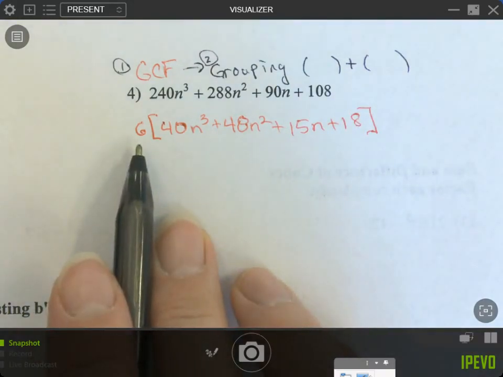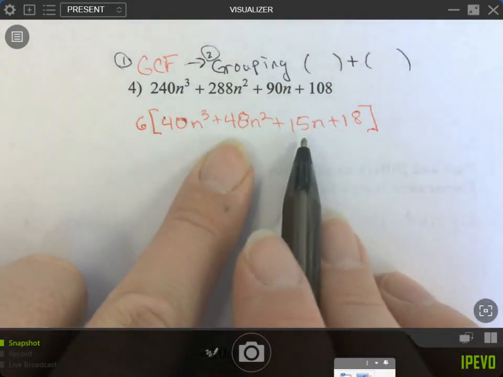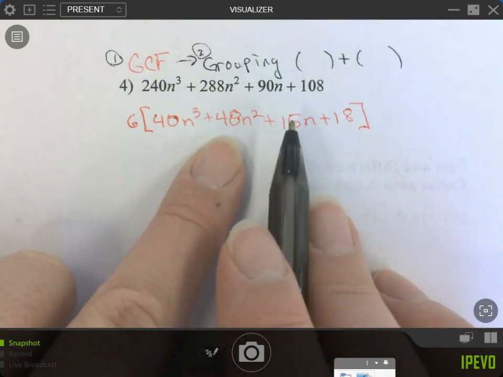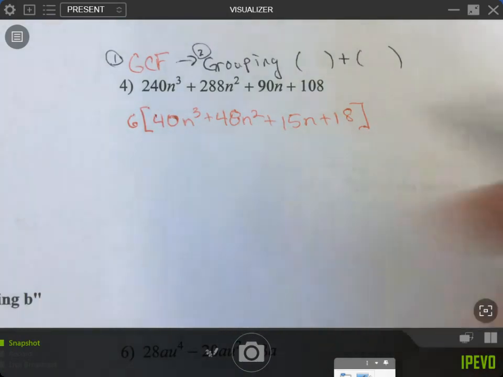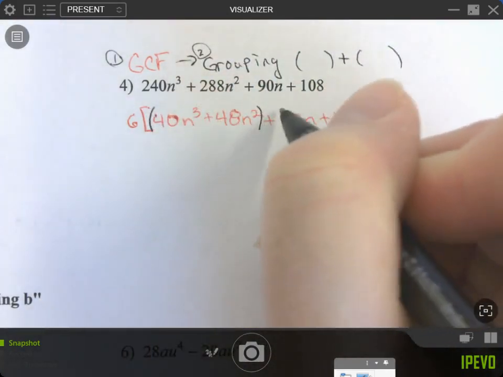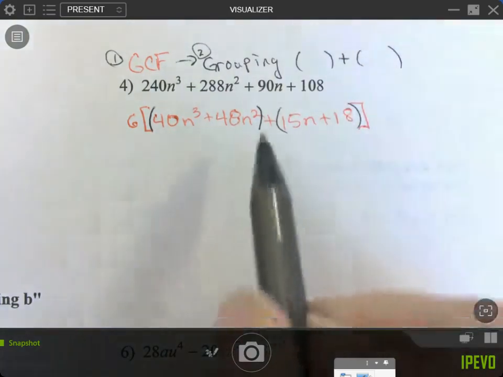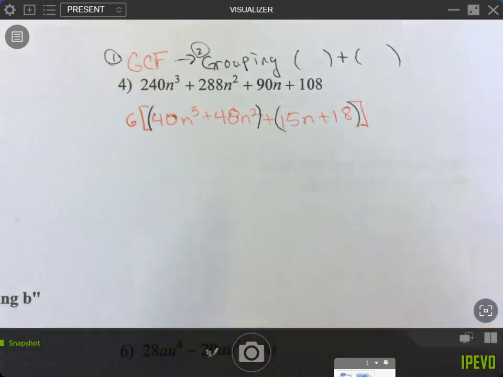6 was my GCF. 40, 48, and 18, they all divide by 2, but 15 does not. And these divide by 3, but 40 does not. So that was my biggest GCF. Nothing else goes into them. So here's where I group the first set of 2 plus the second set of 2. Again, if this was a minus sign, I'd want to keep that with the 15n and not distribute it.